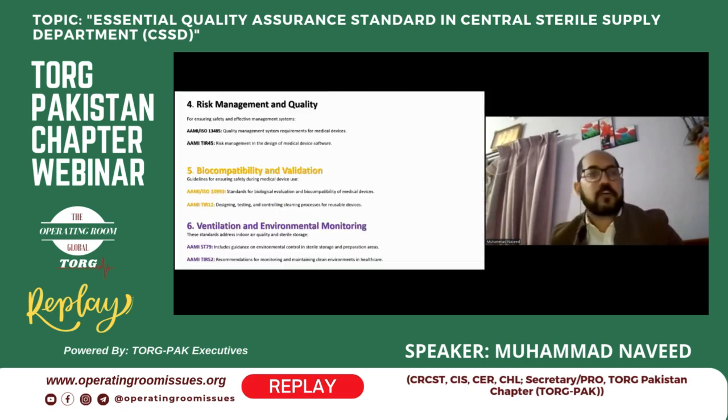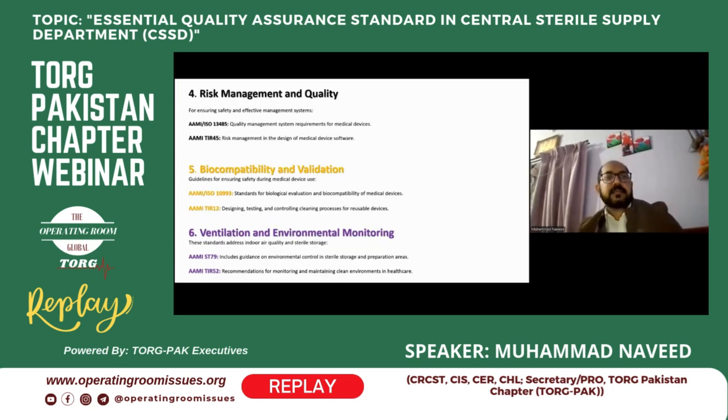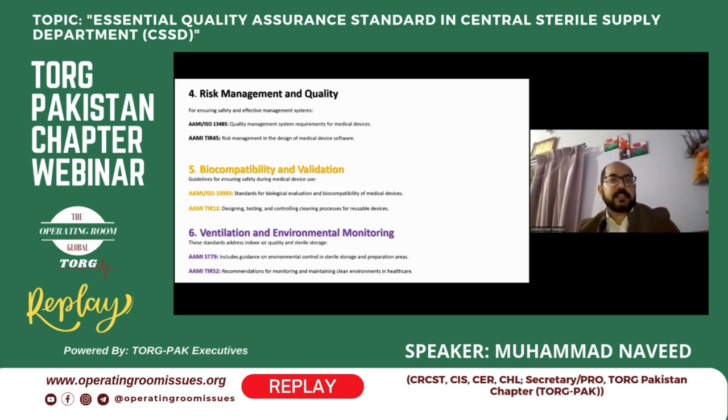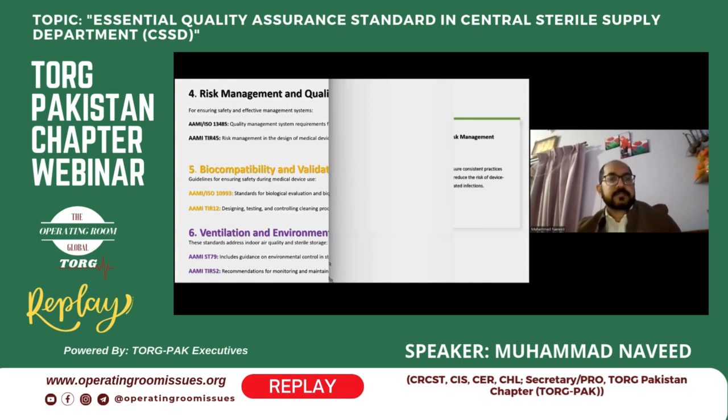The fourth standard area is management and quality, so we have to follow ISO 13485 and TIR 45. When we are going to manage quality, we have to see those guidelines. That one helps us to maintain the management of quality. TIR 45 tells about risk management in the design of medical device software.